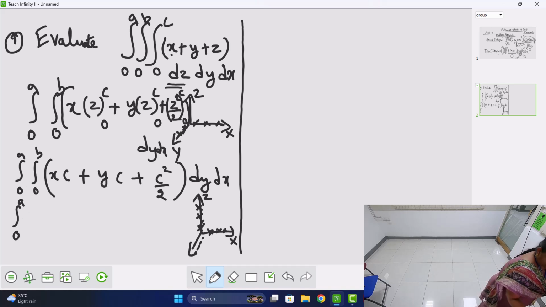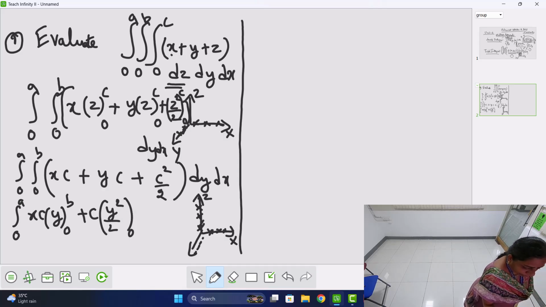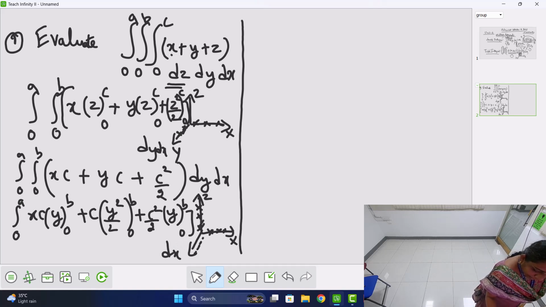So 0 to a, integration of xc into y. So xc, since x is constant, c is constant, as I told you, so integrating with respect to y, I'll get 0 to b. Plus here I think I have y available, so c is constant, take it out. So y squared by 2, 0 to b. Plus c squared by 2 into y. So y means what happens? 0 to b. So whole thing multiplied by, the last axis is x. So I took that out.